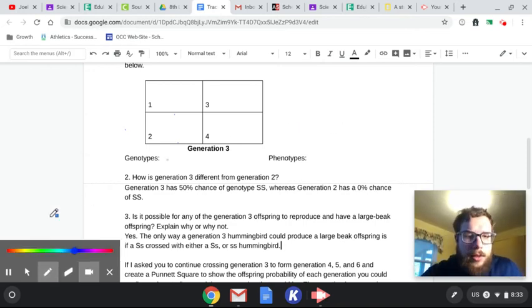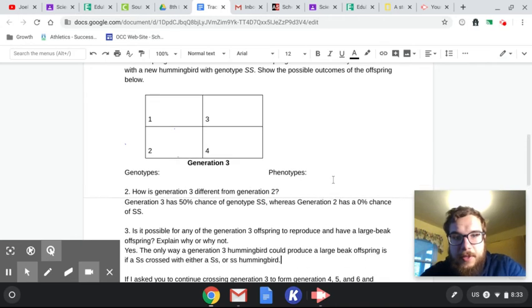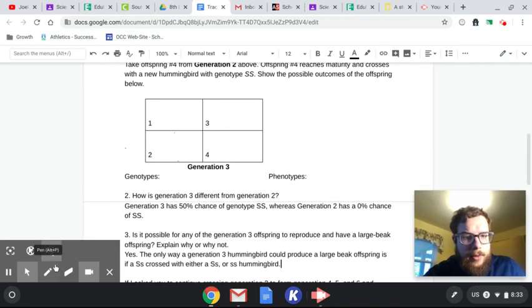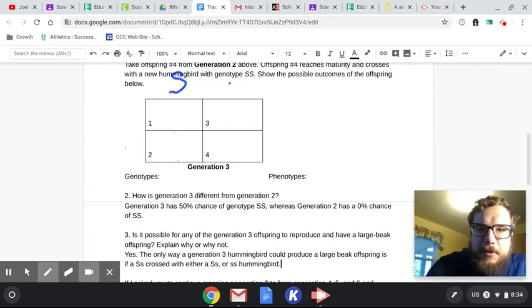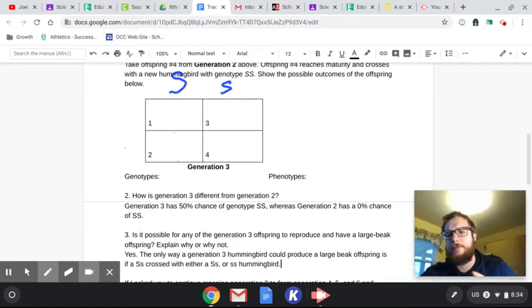Okay, so let me go up just a little bit. I'm just going to use this Punnett square for an example. So the question is, could any of those generation 3 birds reproduce to make a small beak hummingbird? Sorry, offspring. So the only way that's possible is if it was a big S, small s from generation 3. Remember, there's a 50% chance in generation 3 that you could be big S, small s, and there was a 50% chance that you could be big S, big S.